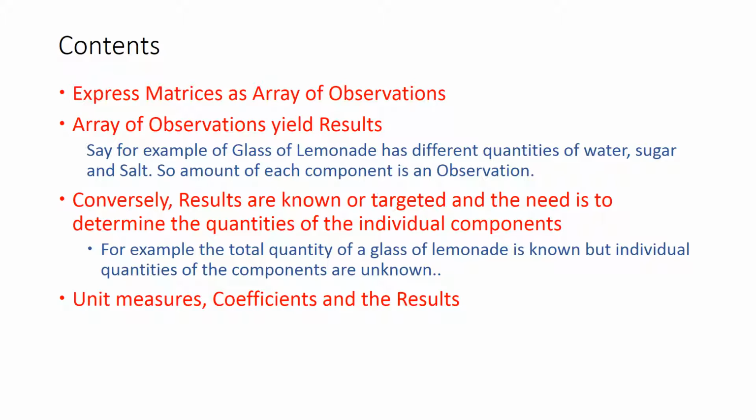Alternately, and most often, the results are known or targeted, and the individual quantities or the unit measures are unknown. Matrix operations help us get those unit measures.